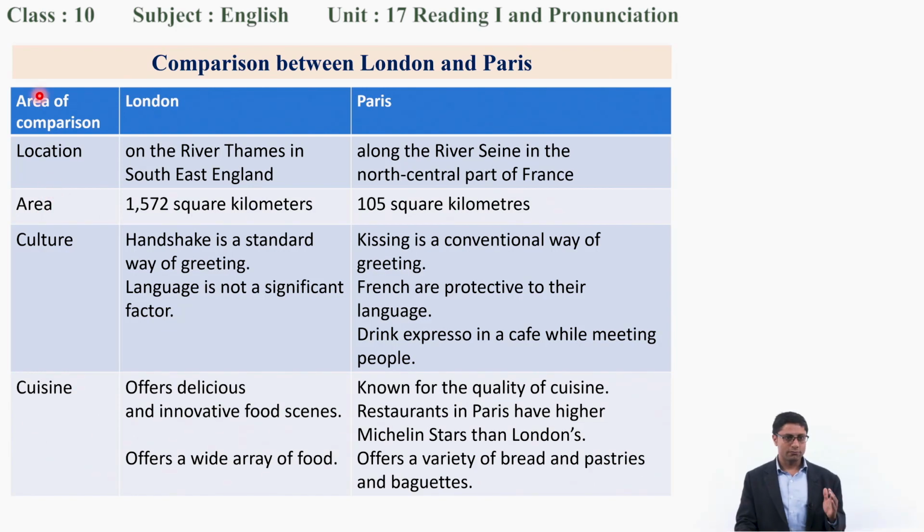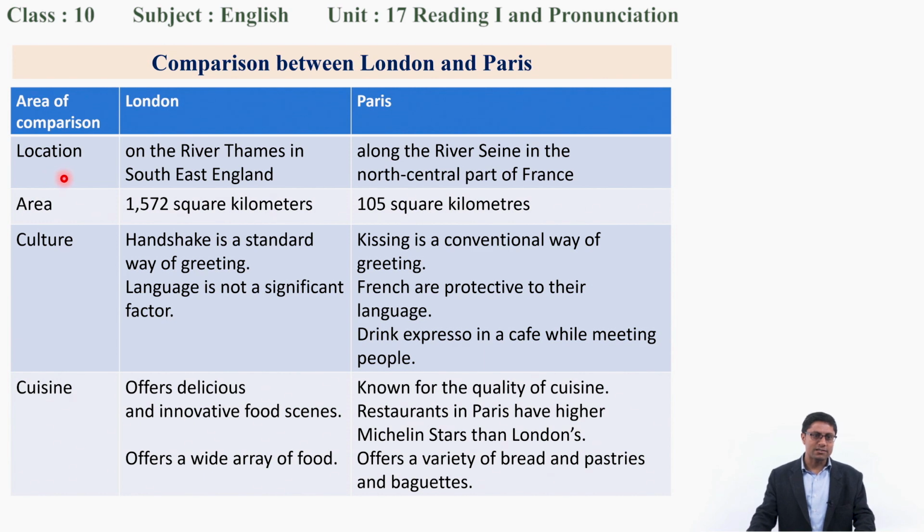So let's look at the comparison. Look at this column. It shows the areas of comparison. The next column shows what things we find in London, and the following column talks about what things are there in Paris. Let's see. The first area of comparison is location. London is located on the River Thames in southeast England, and Paris is located along the River Seine in the north central part of France.